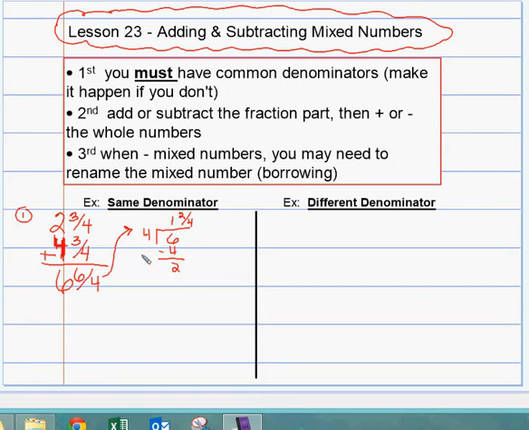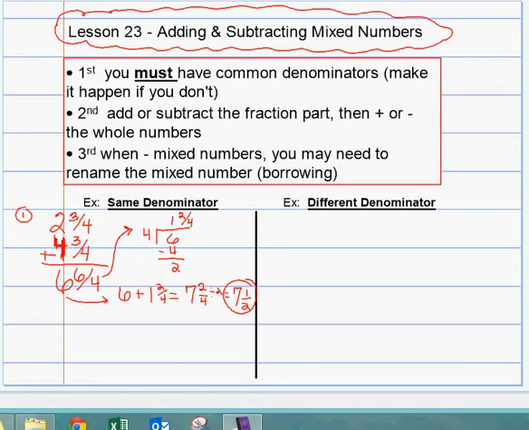Alright, so this ends up being 6 plus, it was that whole number part, right? 6, we didn't get rid of that. We have 6 plus 1 2/4, which gives us 7 2/4, and we need to divide that by 2, so we end up with 7 1/2. That's our final answer there.